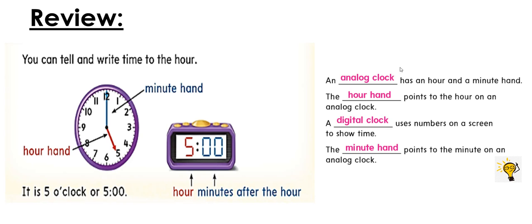An analog clock has an hour and a minute hand. The hour hand, which is this one, points to the hour on an analog clock. A digital clock uses numbers on a screen to show the time. A minute hand points to the minute on an analog clock. So when we're learning about time to the hour, the minute hand will be on the 12, and the digital clock will show 00 to show a clock.